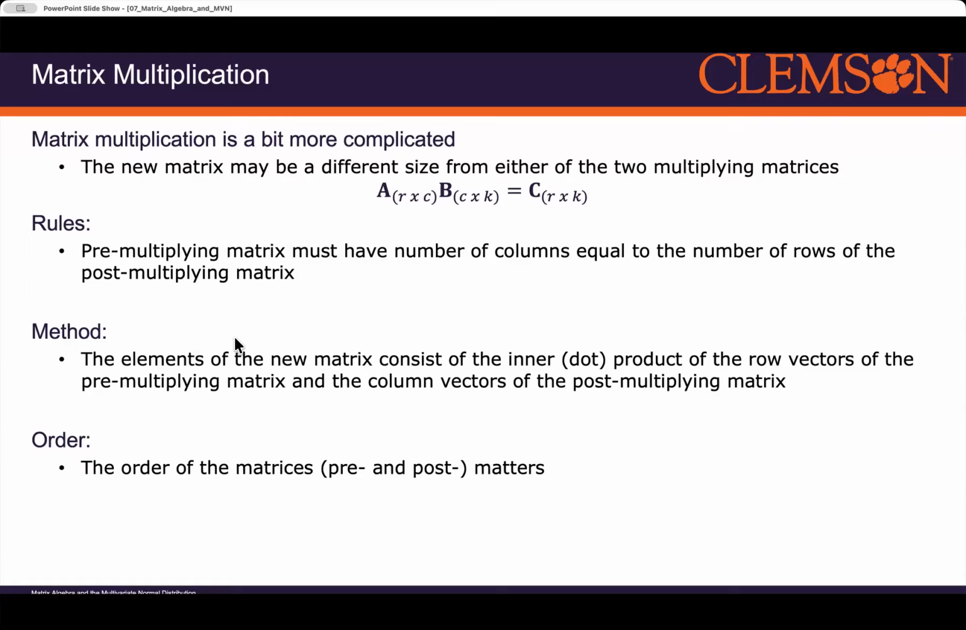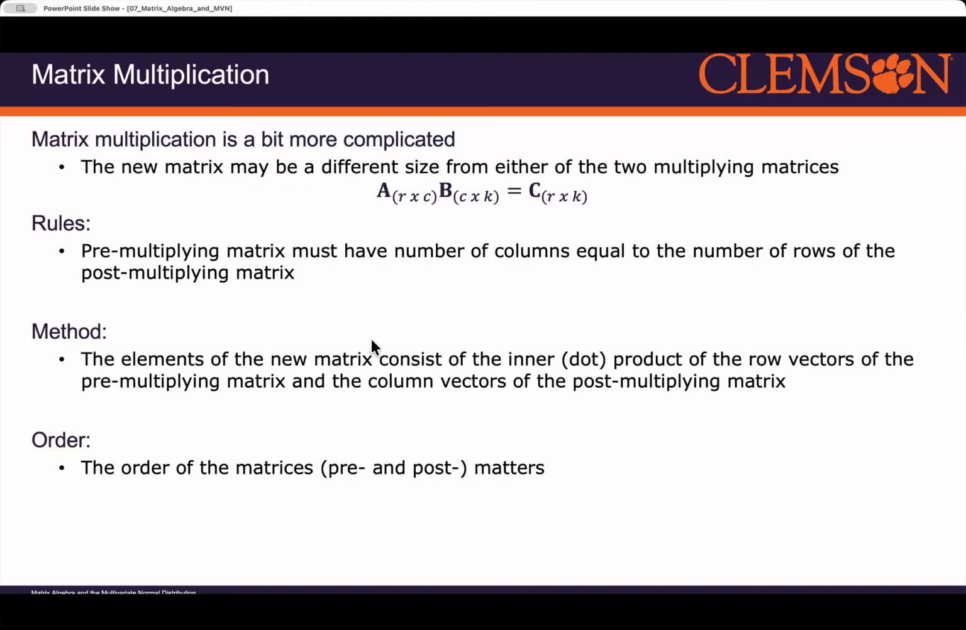All right, so to form this, if you think of the elements of C, let's take our first element of C. It represents the dot product between the first row vector of A and the column vector of B. So that is literally taking a lot of information from A, a lot of information from B, condensing it and putting it into C.